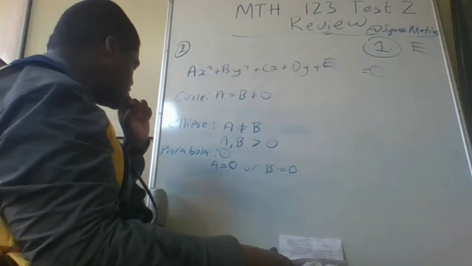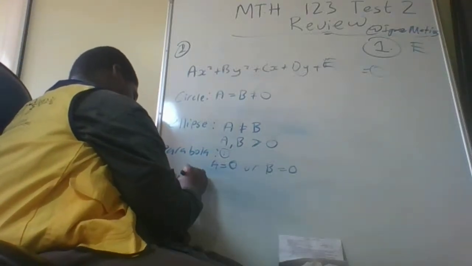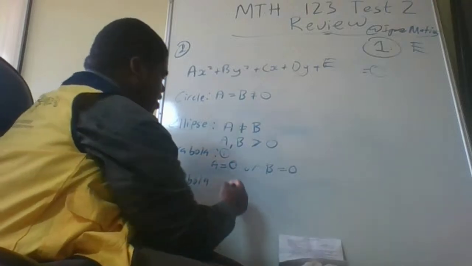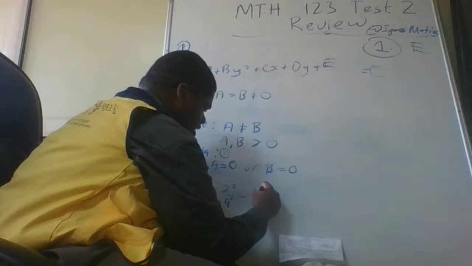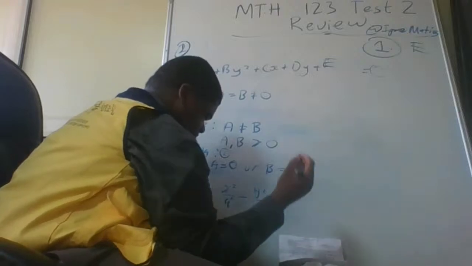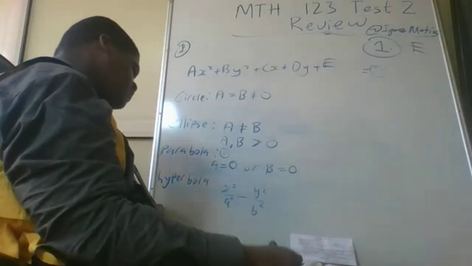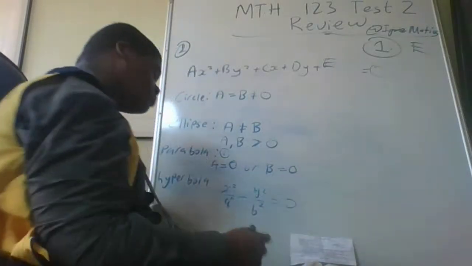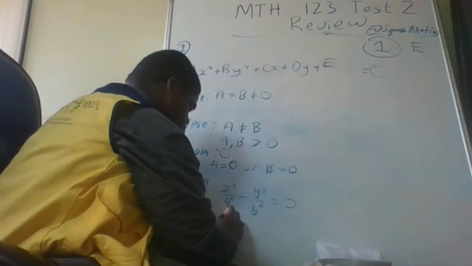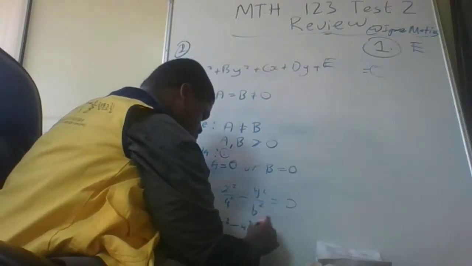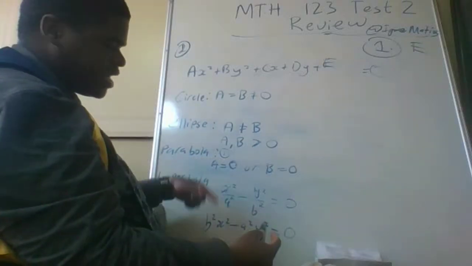The next one is going to be a hyperbola. For a hyperbola, you are going to have x squared divided by a squared minus y squared divided by b squared is equal to 0. Now let's multiply all through by a squared b squared. You're going to have b squared x squared minus a squared y squared is equal to 0. Now if you look at it, as I said, the x mustn't always be x.